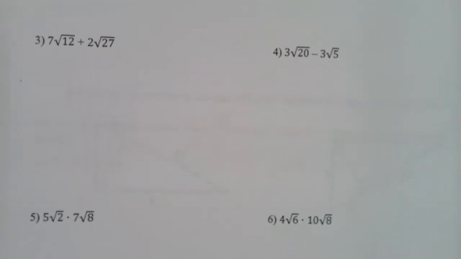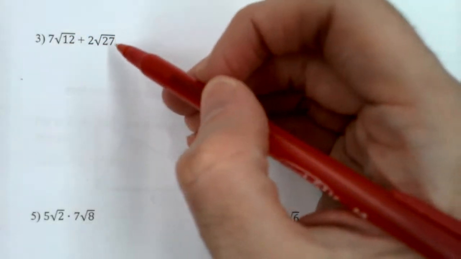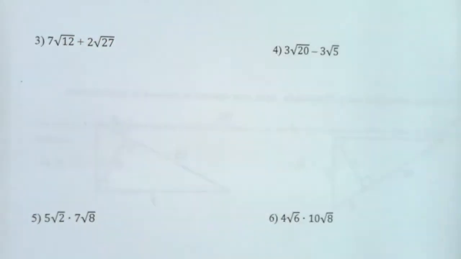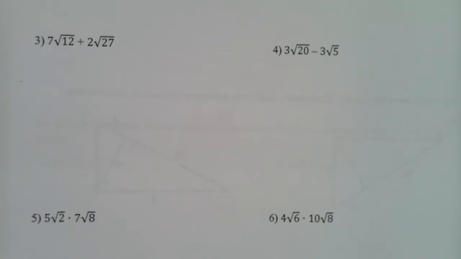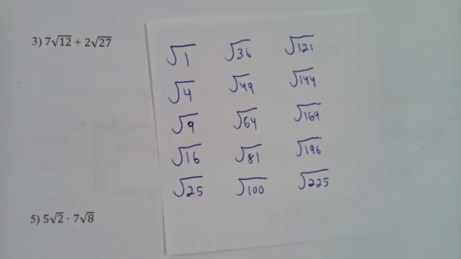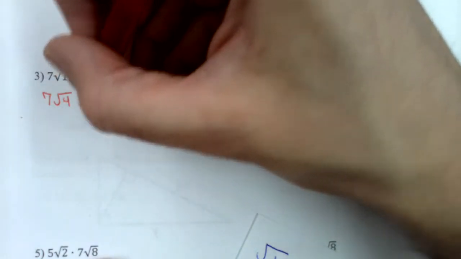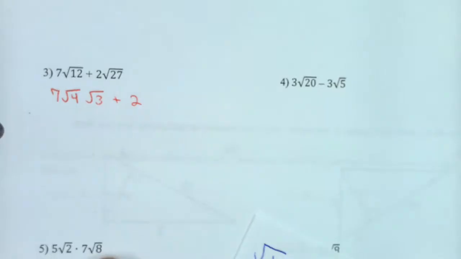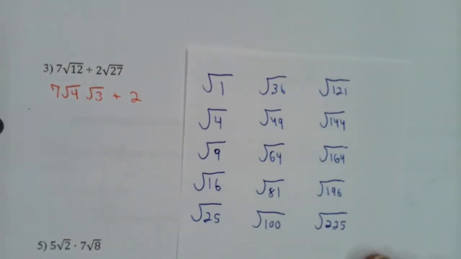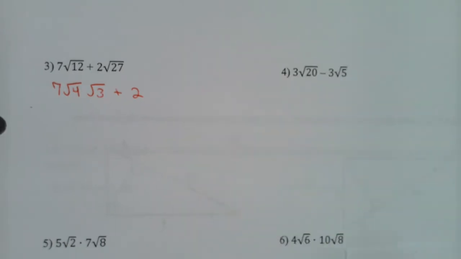Number 3, you're going to have to add these together. Now, the radicands, the number under the radical, are not the same right now, but if you simplify them, they'll probably end up being the same. So what I mean by that is simplify the square root of 12. You're going to use square root of 4, square root of 3. And then simplify the square root of 27. You're going to use square root of 9, square root of 3.